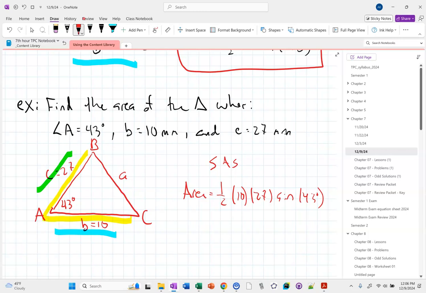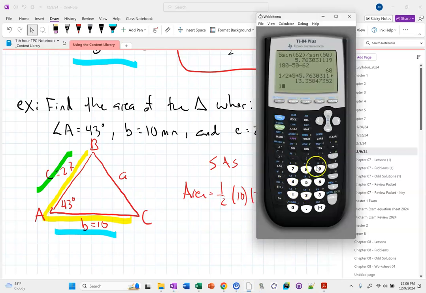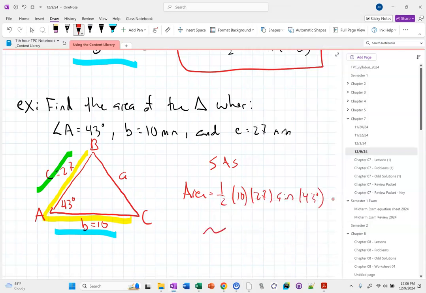Feel okay? So we'll go ahead and just pound that through our calculator. So 1/2 times 10 times 27 times sine 43. And I get about 9207. What would the unit be on that number?